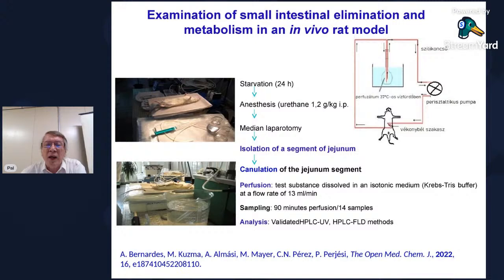We have a pump and a reservoir in which we dissolve the compound of interest, and by means of a peristaltic pump we pump the compound through this 10 centimeter small intestine unit in a so-called recirculation mode. The perfusion runs for 90 minutes, and over the 90 minutes we collect 14 samples, and the obtained samples were analyzed by validated HPLC-UV and HPLC fluorescence detection.